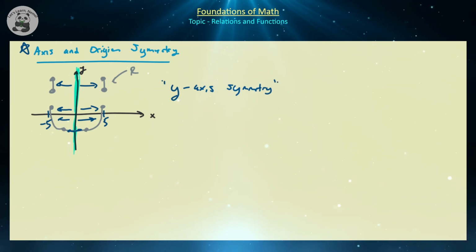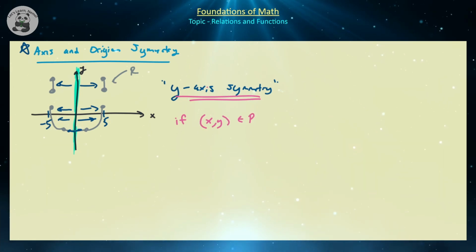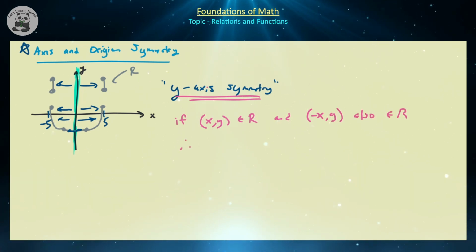So how can we represent this in terms of sets and relations? A set has y-axis symmetry if (x, y) belongs to the relation R and (-x, y) also belongs to R, then R has y-axis symmetry.